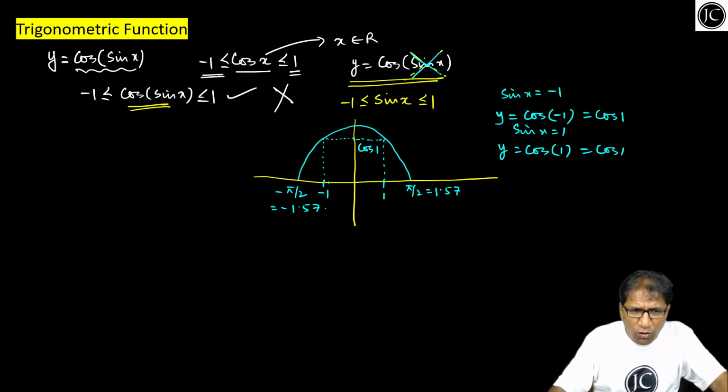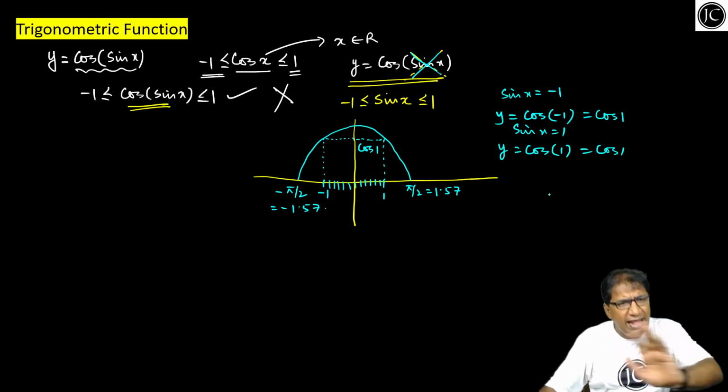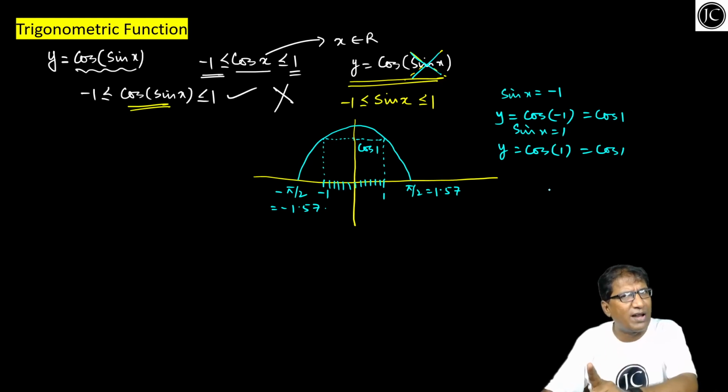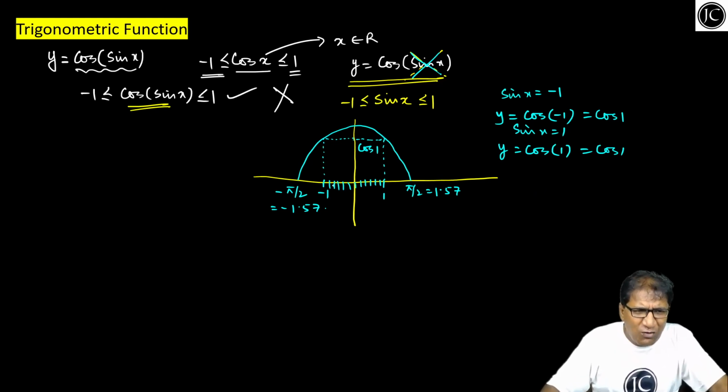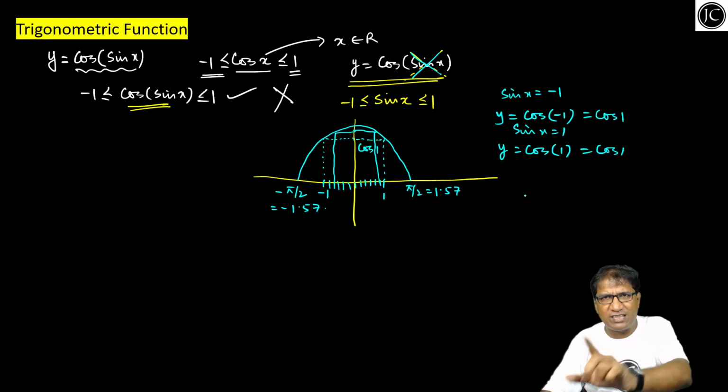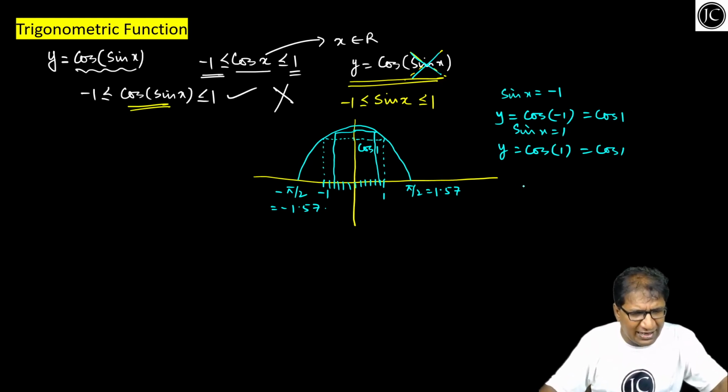Now see, what is the value of sin x? It can be anywhere in between, any value it can take between -1 and 1. Now observe carefully, what will be its corresponding value? Take any value between -1 and 1, and observe carefully that y, meaning cos of sin x, will always range between cos 1 and 1, because this is 1. So it will always lie between cos 1 and 1.